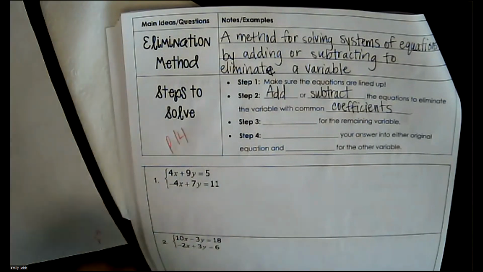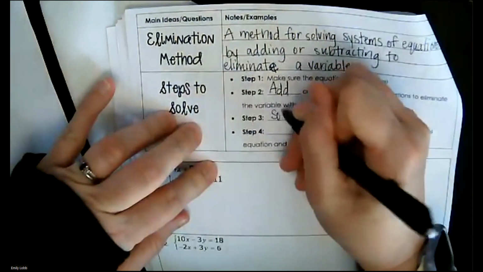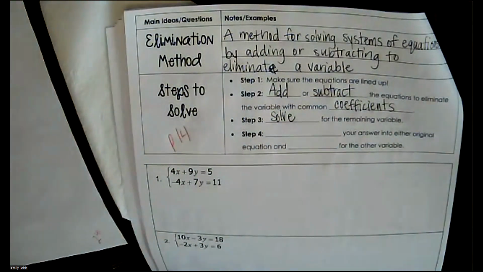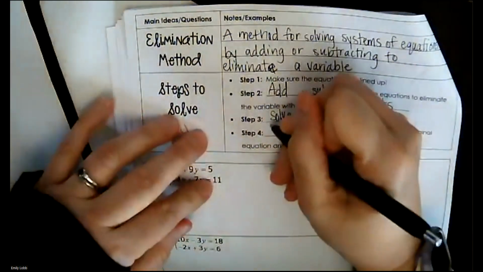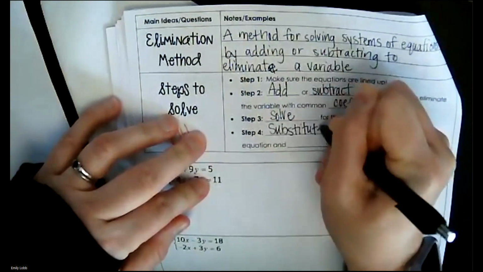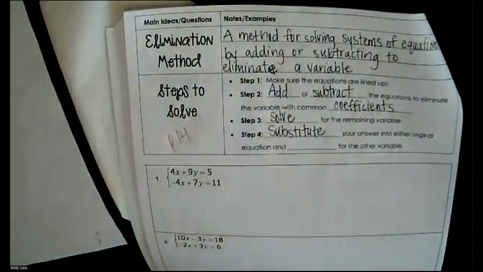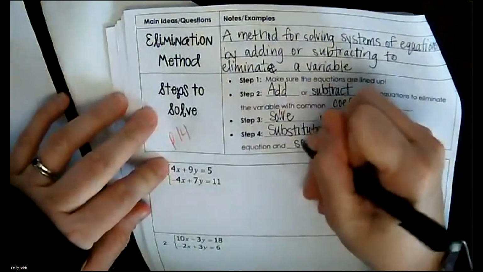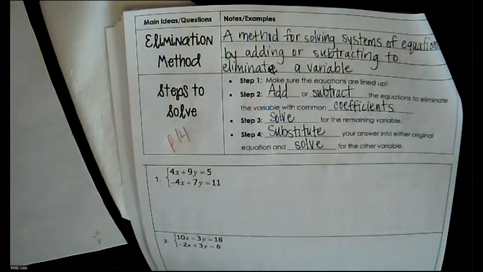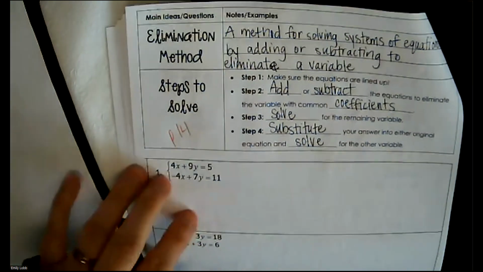Step 3, of course, we have to solve for the remaining variable. Step 4 is to substitute your answer into either original equation and solve for the other variable. So there it is, broken into steps. All right, these first few are pretty nice.